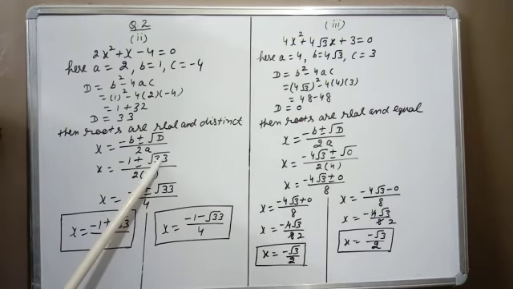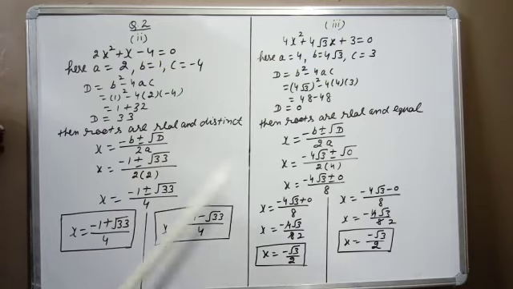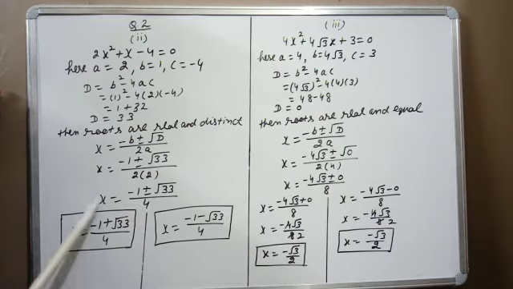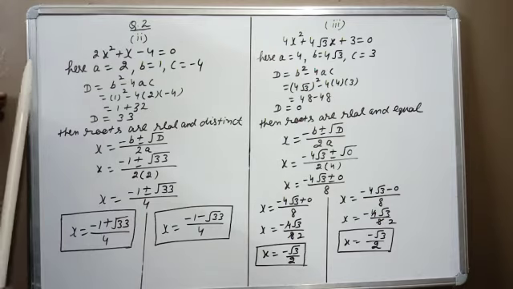If you can find the value of this root directly, you can find it, otherwise you can take it as it is. So 2 into 2 is 4. Now apply this line: x equals minus 1, first we take plus root 33 over 4. Again x equals minus 1, now we take minus root 33 over 4. So these two are the roots of this equation.